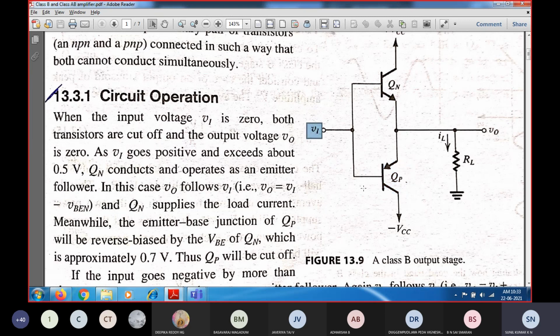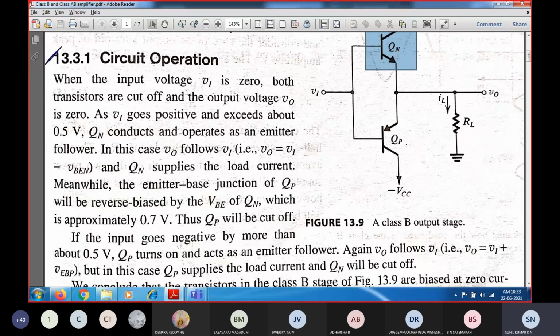Whenever the input voltage goes just beyond minus VBE1, then your transistor QP will be on, and it is going to supply in the reverse direction. So during the positive cycle, QN is going to push the output voltage with the load current IN. The current flows through the positive power supply, and during the negative half cycle of the input, it is going to pull. So this is called a push-pull configuration.